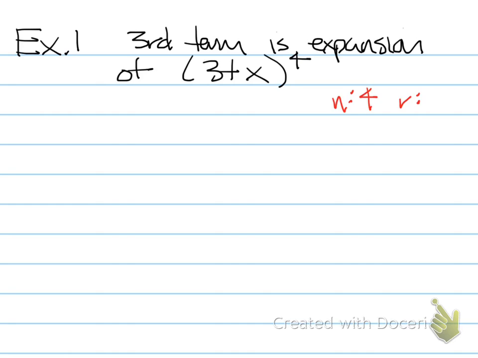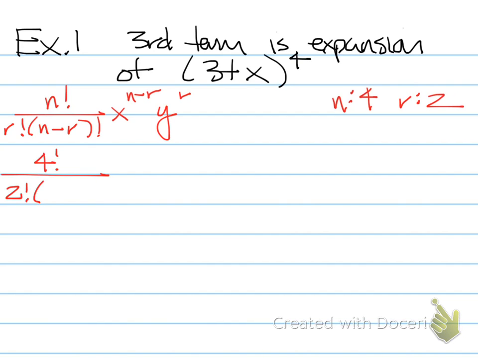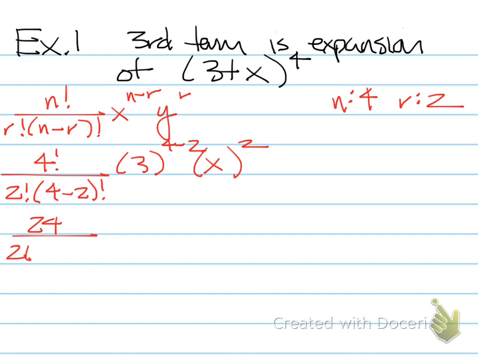The first term is r equals 0. Second term is r equals 1. Then the third term is r equals 2. Plug in everything into that expression. 4 factorial is 24. 2 factorial is 2. 4 minus 2 is 2, and then 2 factorial is still 2. 4 minus 2 is 2. 3 to the second power, and then x to the second power. And then just simplify.